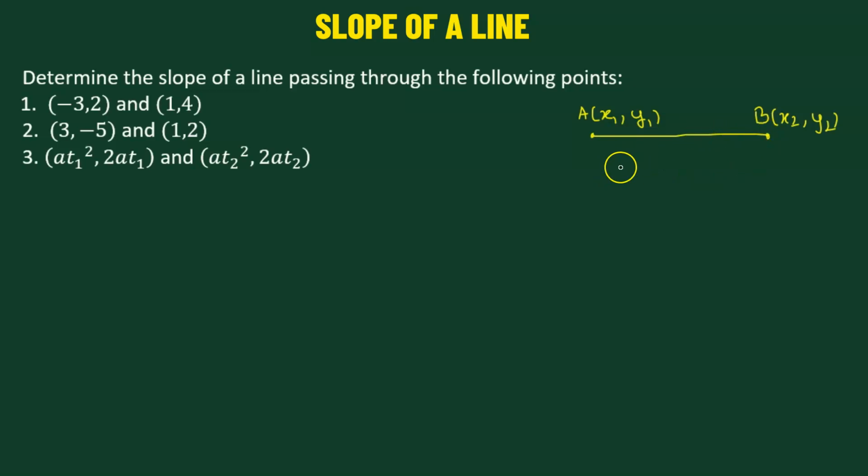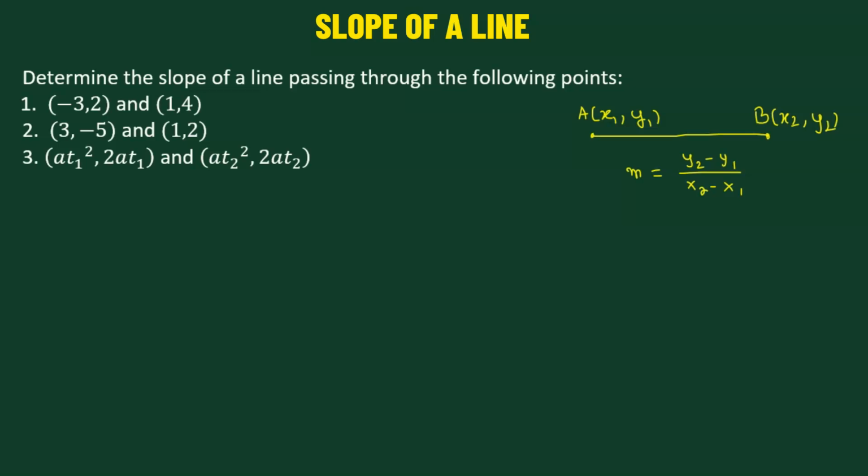Now we can determine the slope of this particular line, which we will denote by the lowercase letter m. It's given by a ratio. In the numerator will be the difference of the y coordinates, and in the denominator we have the difference of the x coordinates. That's how we can obtain the slope of a line formed by joining any 2 points.